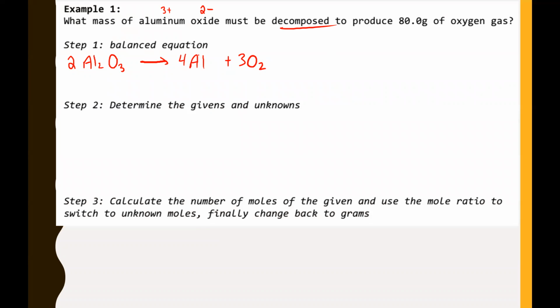Step 2, determine the givens and the unknowns. You've noticed in the past few lessons, the first example is always a little different. You know what? In this one, I think I'll make it a little more standard, like what I've been doing for everything else. Literally just draw a line underneath the thing that you have. We have 80.0 grams of oxygen gas, right? What we want is the mass of the aluminum oxide. So we want the mass of this.